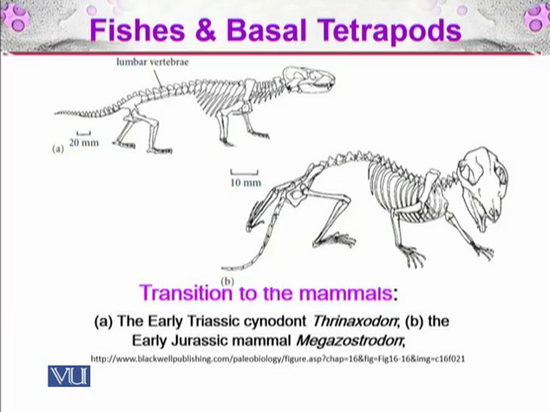Here in A, you can see the early Triassic cynodont, Thrinaxodon. You can see that it is pretty much reptilian, but the early Jurassic mammal, Megazostrodon, is much more dog-like. Its posture has changed, and its skull is much more pronouncedly mammal-like. So this is how reptiles made their transition from the reptilia to the mammals.